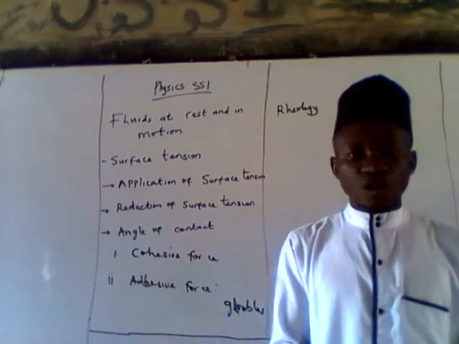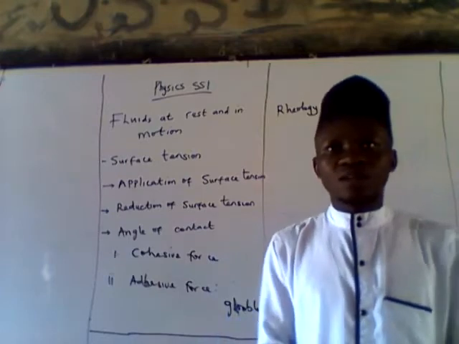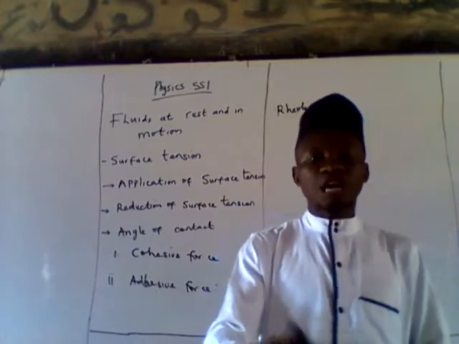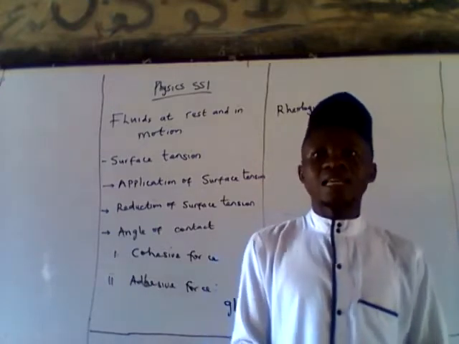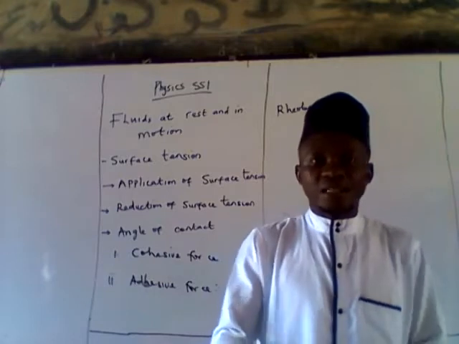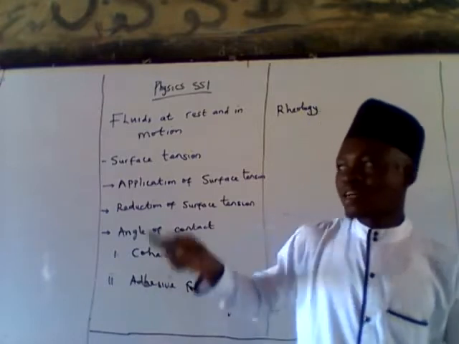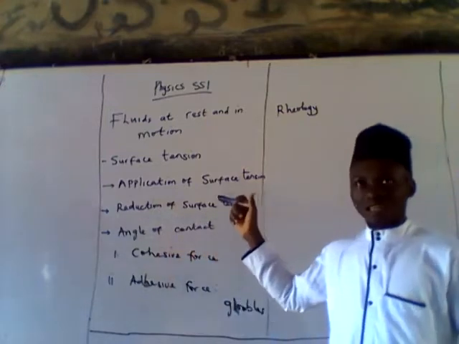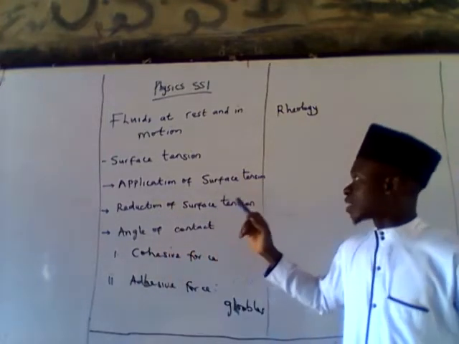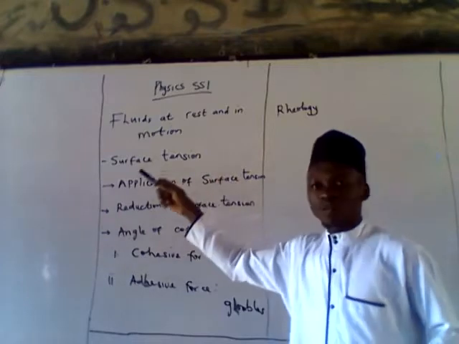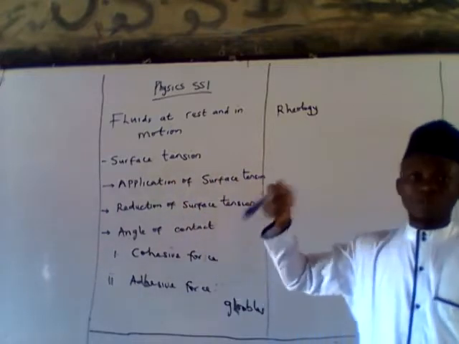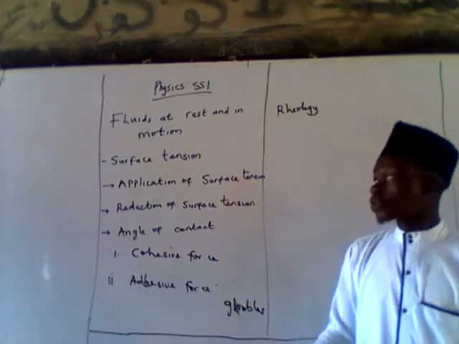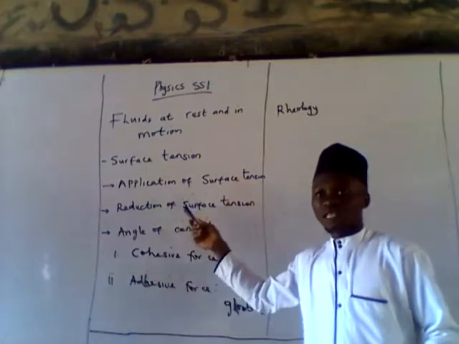You can try that out. Once you gently open a tap, layers of water will be flowing as if they are acting as a skin. That phenomenon is termed surface tension. Basically, the tension of the surface is referred to as surface tension. When a surface possesses a tension, we term it surface tension.